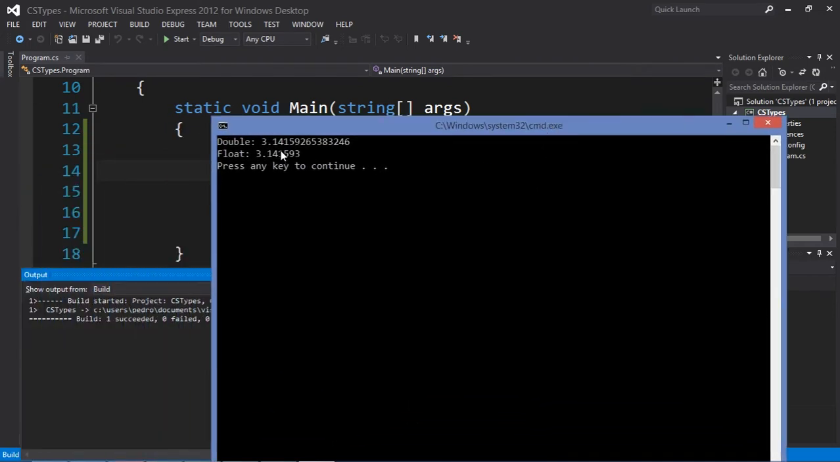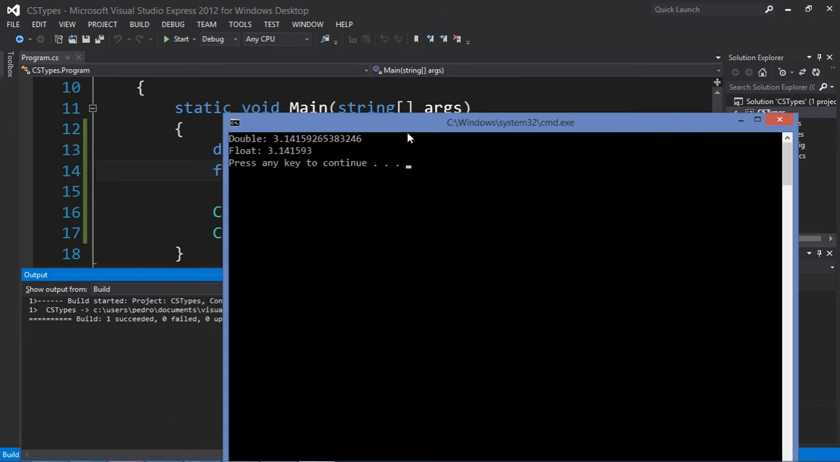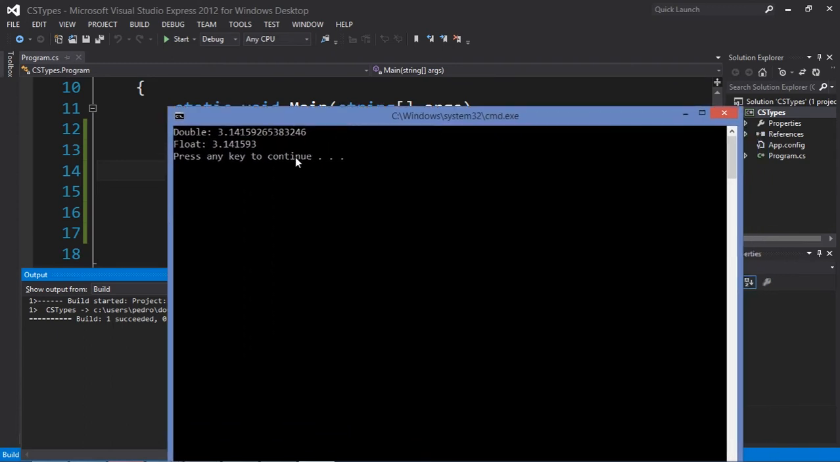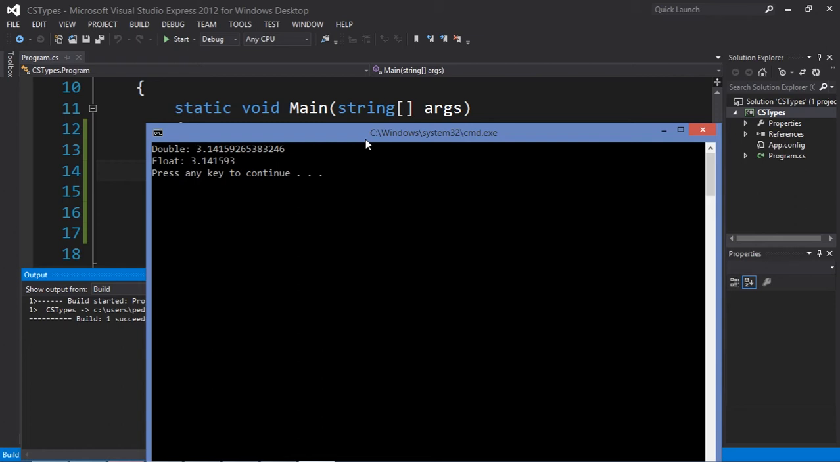So that's the output. You see double, and you see 3.14, 15, 92, 65, 8, 38, 32, 46, but when it comes to float, it only has six decimal values. Okay, so what is happening here? So it turns out that the float can only represent six decimal values, and when it comes to double, it can store many more decimal values. Okay, there is another data type that can handle more precision, but I'm gonna talk about that later. Okay, so that's the difference.